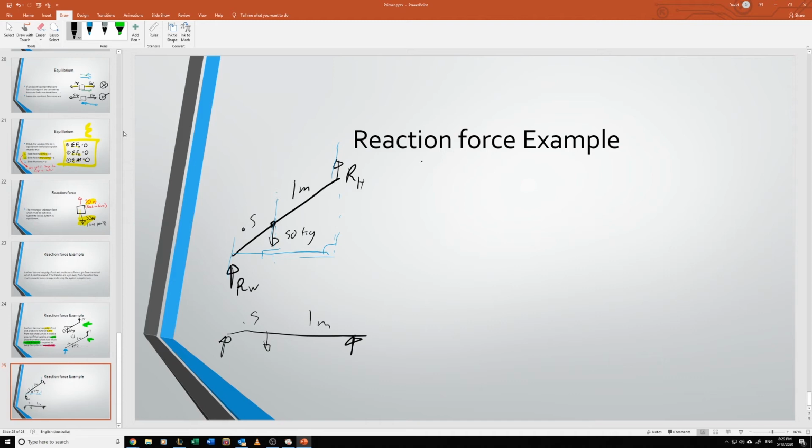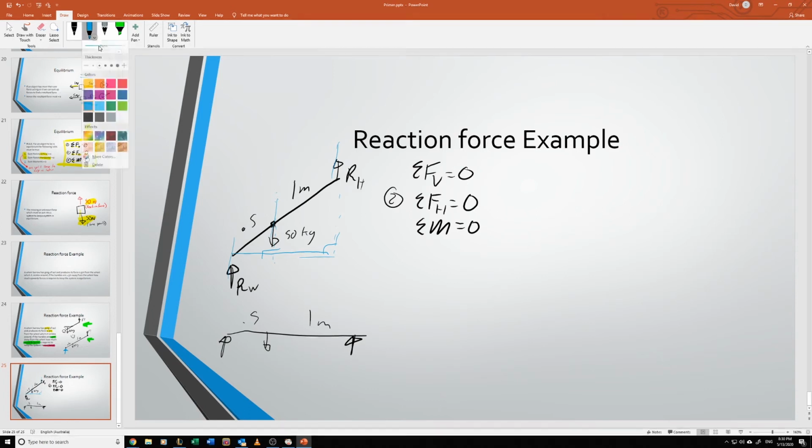So we know that the sum of all forces vertical equals 0, the sum of all forces horizontal equals 0, and the sum of all moments equals 0. So let's start with the easiest one. In this case, number 2 is the easiest one. Why? Because there are no horizontal forces anywhere in this entire example. All this is force up, due to the wheel pushing up. I'm going to pick a color. All my orange will be on my horizontal stuff.